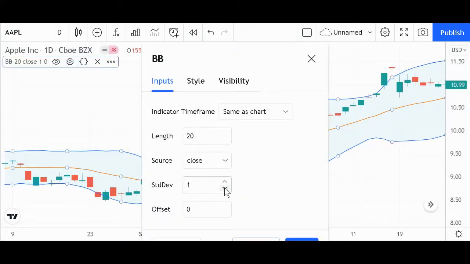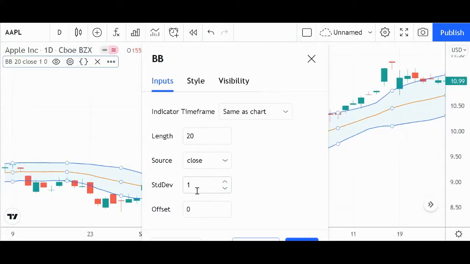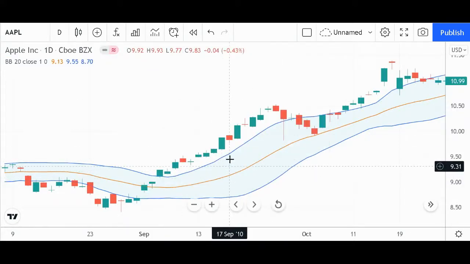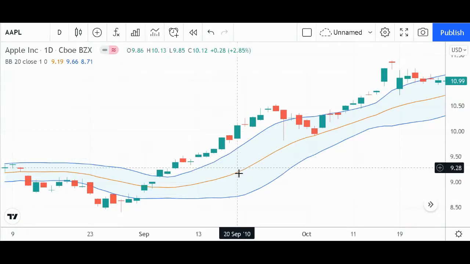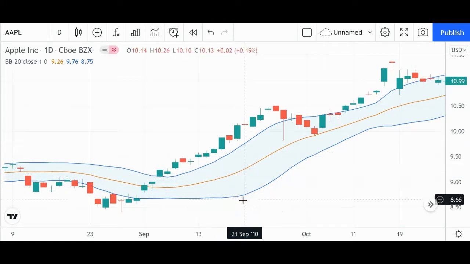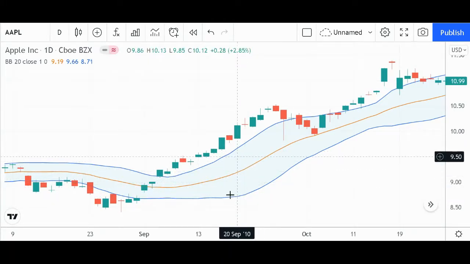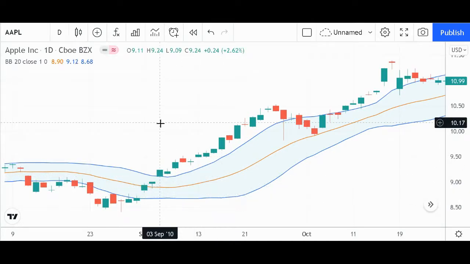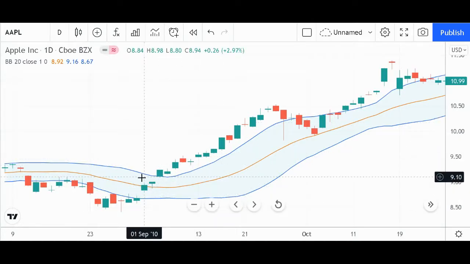What if I changed the standard deviations to 1 instead of 2? So now the upper band is not 2 standard deviations above the midline. Now it's only 1. And the lower band is 1 standard deviation below the midline instead of 2. Much narrower bands, right? The bands are much narrower or closer together. So the strategy would probably have to change a little bit.